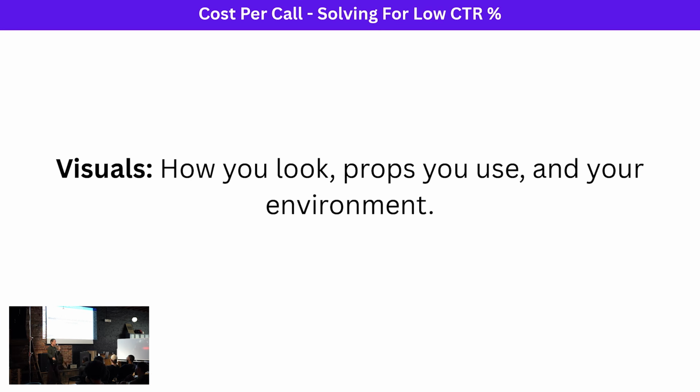So that's a problem. How you look, the props you use, and your environment can influence things. We wanted him to be in a nice office environment with the charts in the background, looking like a trustworthy person that's not just slinging another course. So that was a problem.